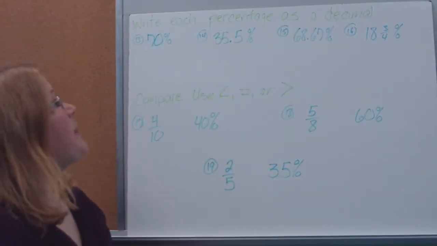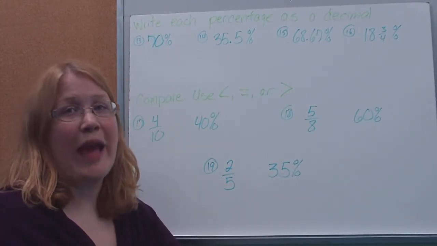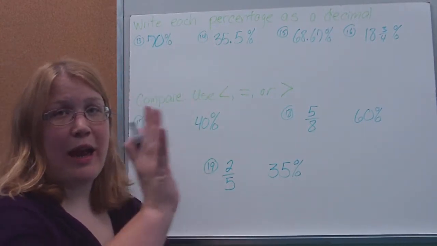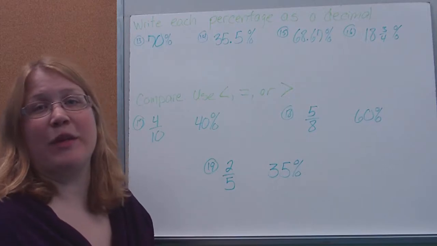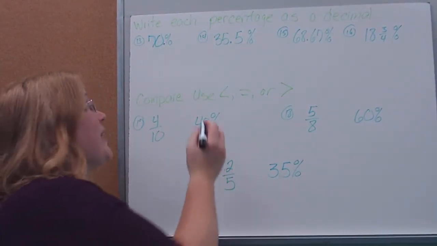So here we're going to take the percentage and write it as a decimal. Now we're just going the opposite direction of what we had been doing. Remember, I was moving the decimal 2 places to the right. Now I'm going to move the decimal 2 places to the left. I'm going to divide by 100. Remember, if I don't see my decimal, that means it's implied at the end.